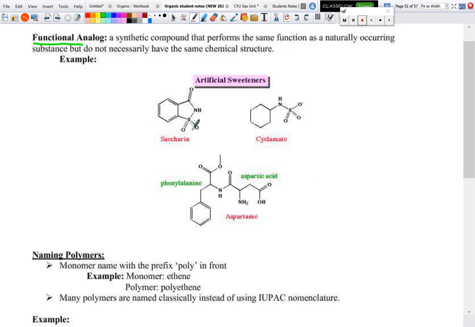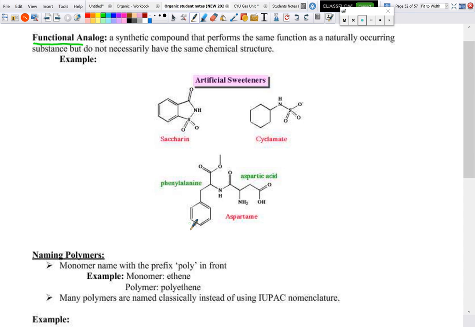Two of them have these sulfur compounds, whereas the aspartame does not. We see a carboxylic acid right here, no carboxylic acids in any of the other ones. We see an ester group, we see benzene. There's a bunch of different functional groups in all of them. So these are all functional analogs of what sugar would be.